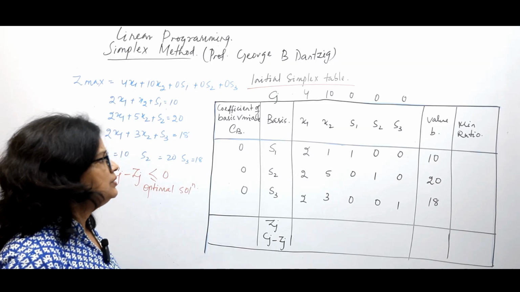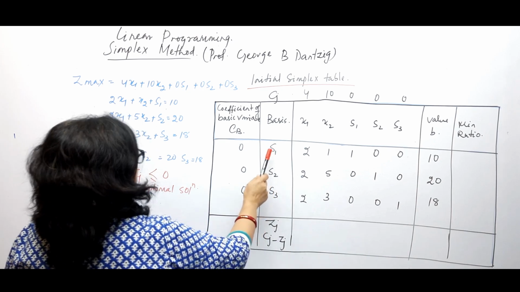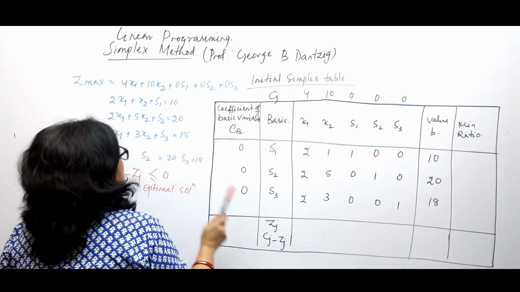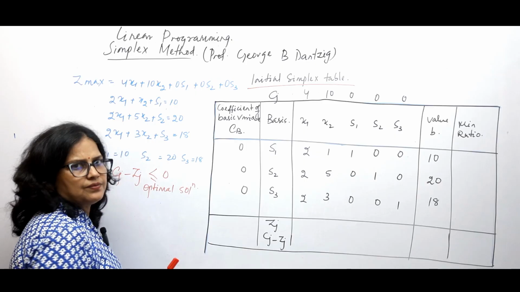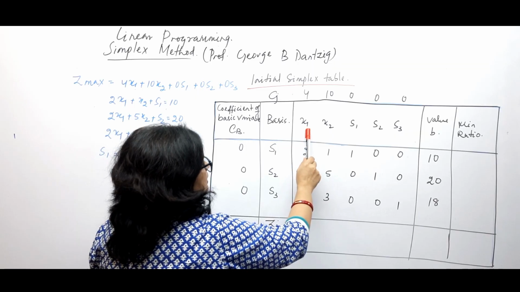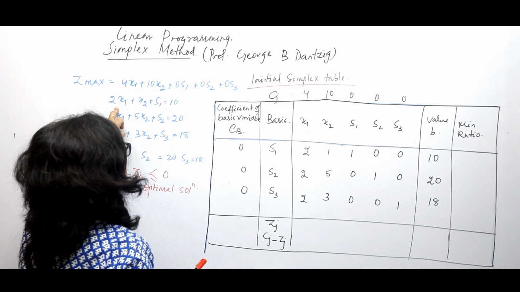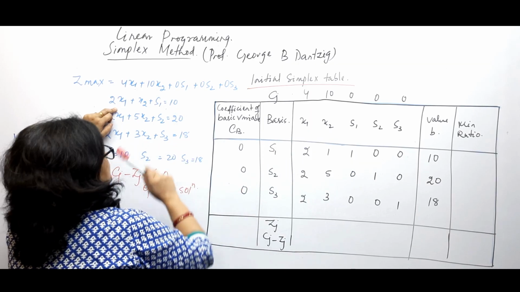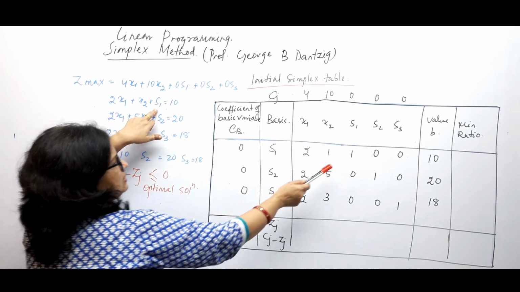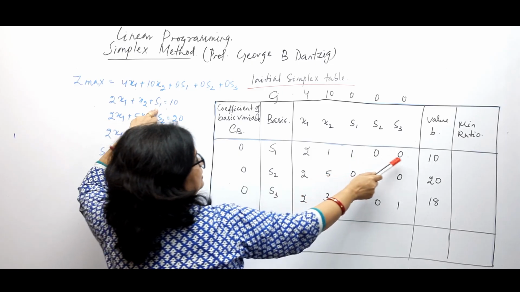So what is the rule to do the simplex table? Here I have written the basis. For S1, the coefficient I have written 0, 0 and 0. These are the bases: x1, x2, s1, s2, s3. Whatever is in the constraint, 2 is the coefficient for x1 in the first equation, second the coefficient is 1, third for s1 it is 1, and we don't have s2 and s3 in our equation, so I have written 0, 0 here.